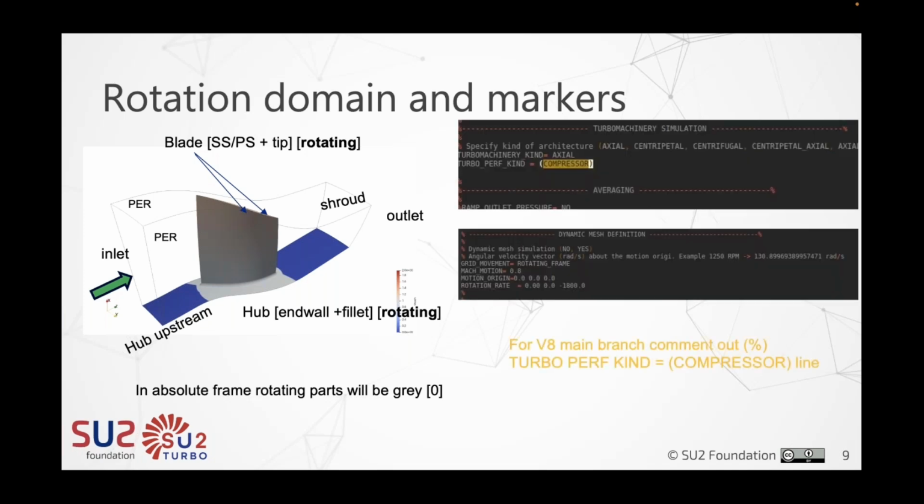So this is important for those who are downloading the pre-built binaries. So for the turbo machinery branch of SU2 VA, we have a turbo performance kind, which tells it if it's a compressor, turbine, if it's centrifugal or something. So for the main branch, you need to comment that out, and in SU2 the comments are with the percent sign.